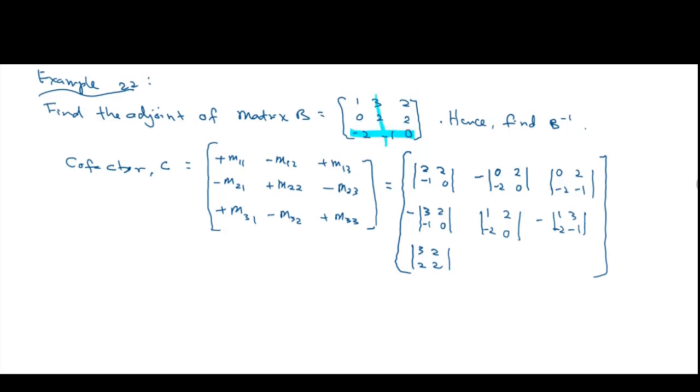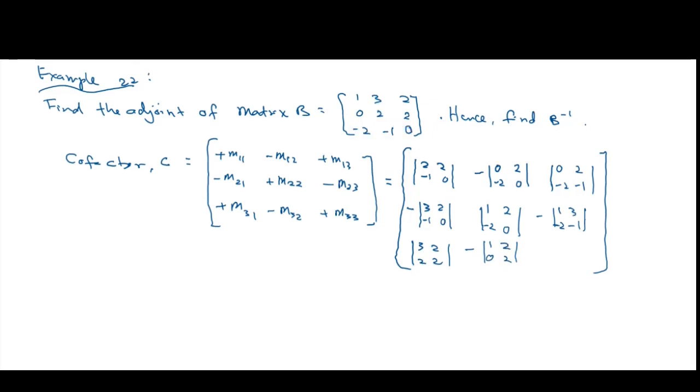Third row, second column. So this is negative. The minor is the determinant of 1, 2, 0, 2. And for the last entries, we are going to delete the third row, third column. So this is positive multiplied by minor 1, 3, 0, 2.